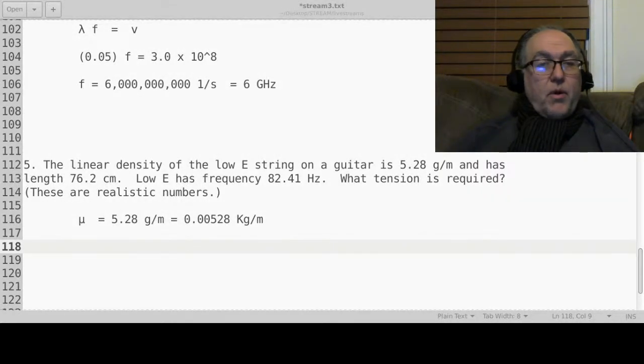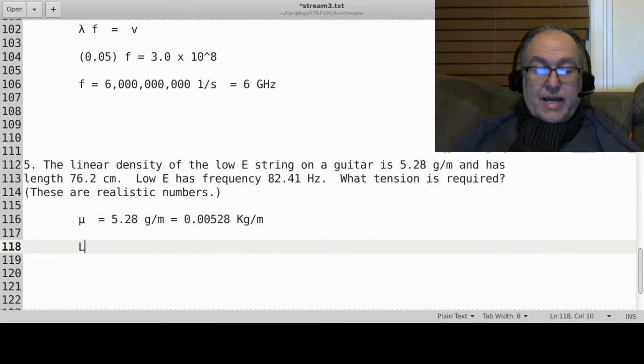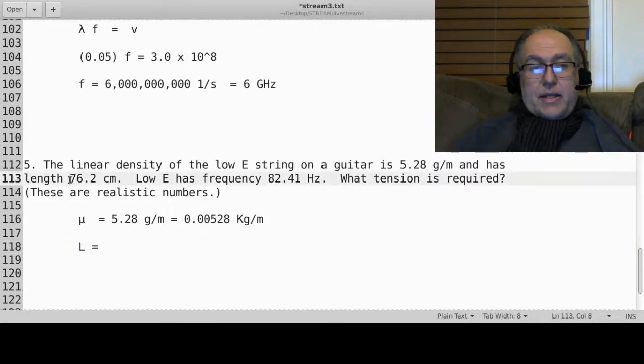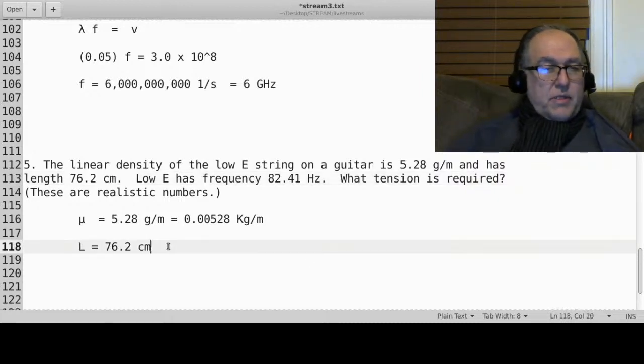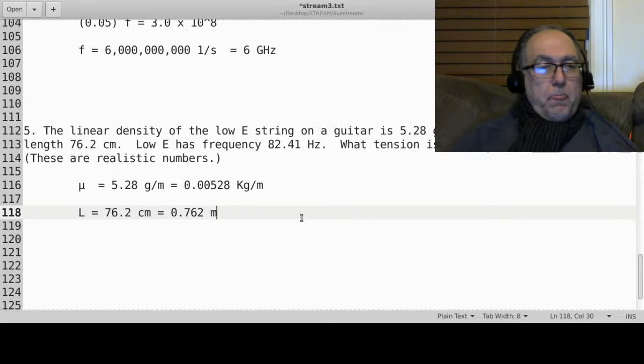What else do I tell you? I tell you the amount of string that's actually vibrating, and I use the symbol capital L for that in the lecture, so we'll use the same symbol here: 76.2 centimeters, and so that's going to equal 0.762 meters, like that. And what else do I tell you?